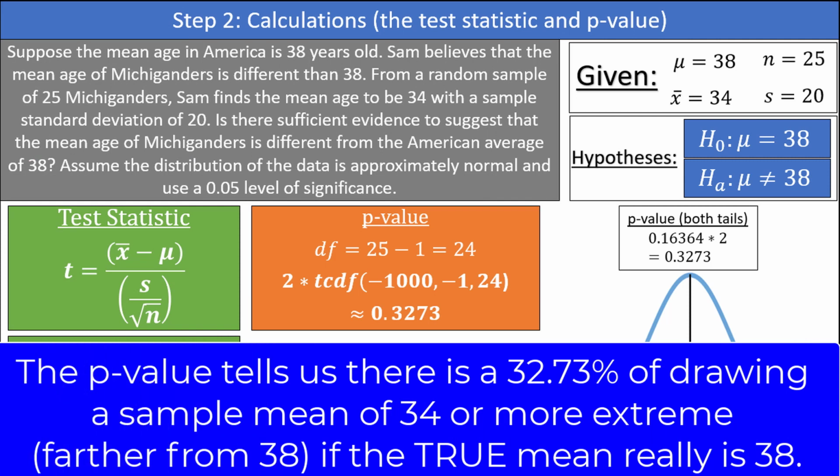This is the probability that we draw a sample mean of 34 or more extreme, assuming that the true mean is the value stated in the null hypothesis, 38. So there is about a 33% chance of getting a sample mean this far away or farther from the stated population mean of 38, if 38 truly is the mean. This tells us that our sample results are relatively consistent with the null hypothesis, as we would get results about this extreme about 33% of the time, even when the null hypothesis was true. So in other words, we do not have very good evidence against the null hypothesis.